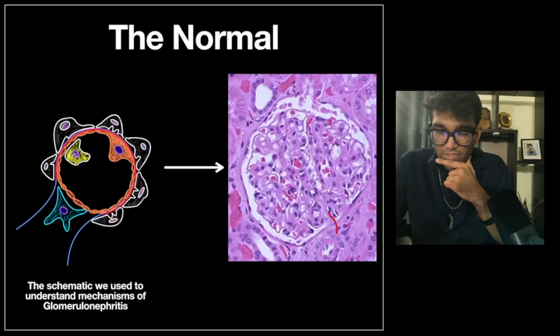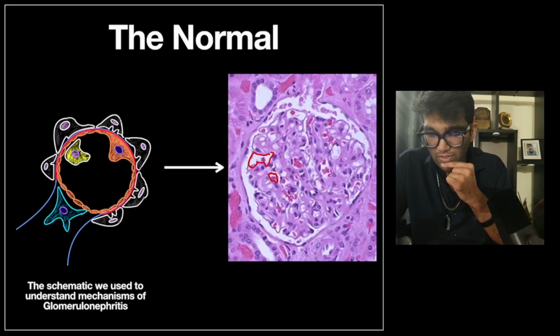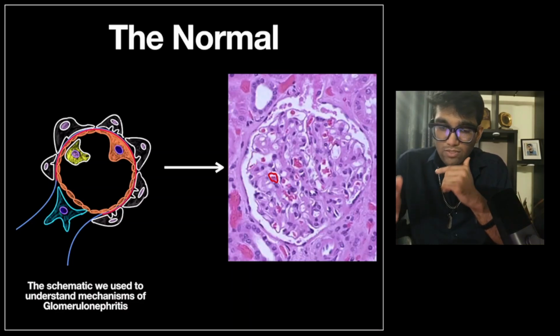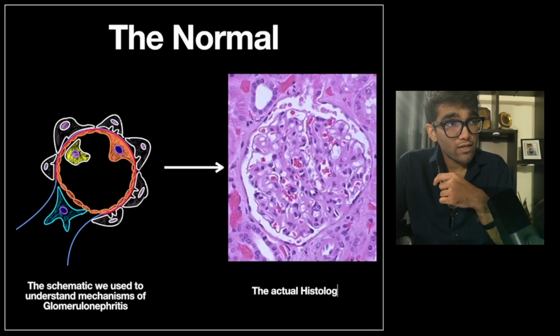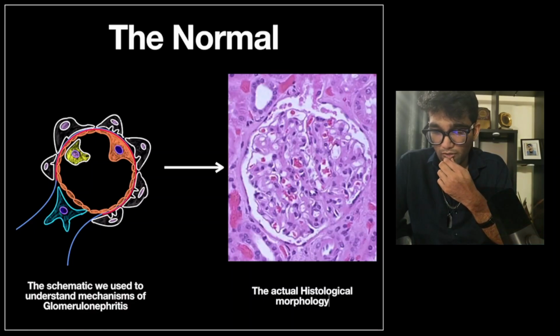Within the tufts, you can see that there are open capillaries with RBCs within them. Those red cells there are RBCs. So this is what you see under the microscope. This is the actual histomorphological appearance of a glomerulus.